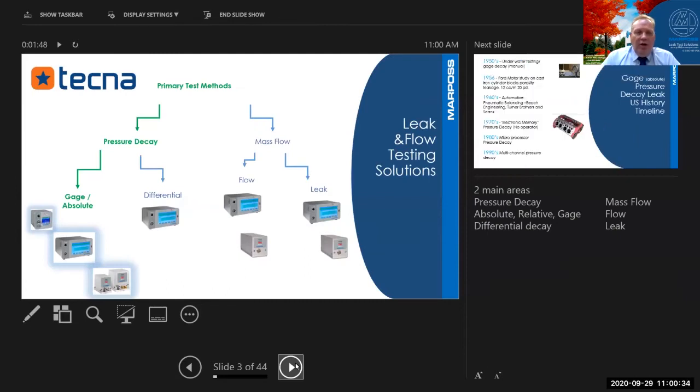Today, what we're going to take a look at are the primary test methods that leak testing utilizes. And the first thing we're looking at with pressure decay, there's really two primary methods, pressure decay and mass flow. Pressure decay is divided into two categories. We call them gauge or relative or absolute pressure decay, or differential pressure decay. And then there's also mass flow, which has two versions also. It's kind of a flow and a leak test is what we take a look at on that.